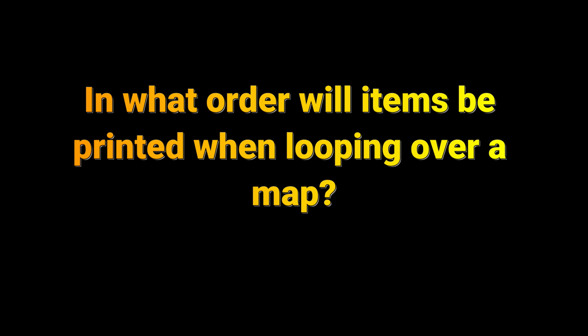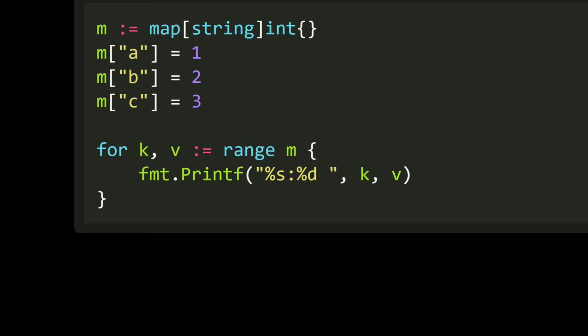Question: in what order will items be printed when looping over a map? The order is not defined. When you loop over a map in Go, the items can appear in any order, and the order can be different each time you run the program. Go intentionally randomizes the iteration order to prevent programmers from relying on any specific sequence.